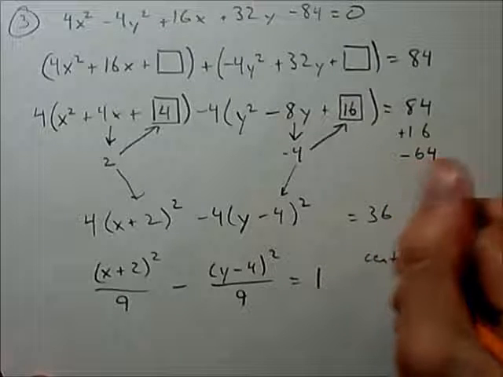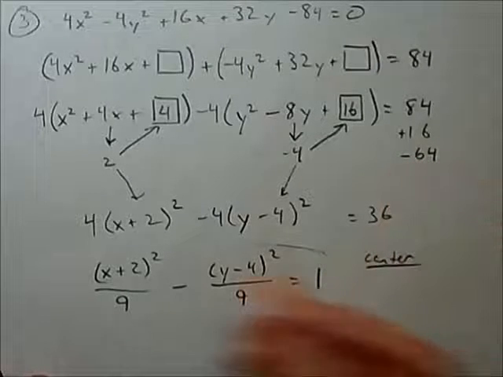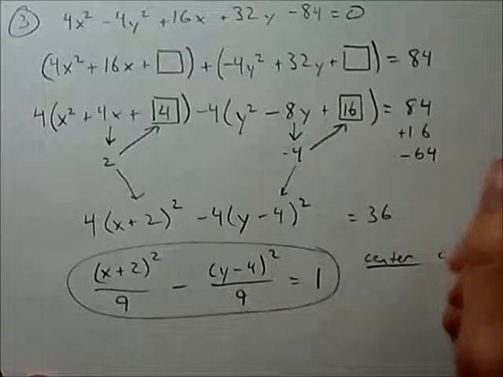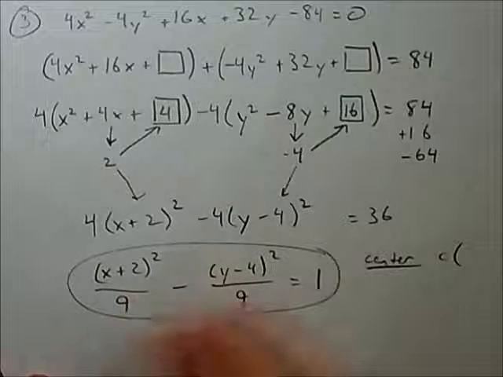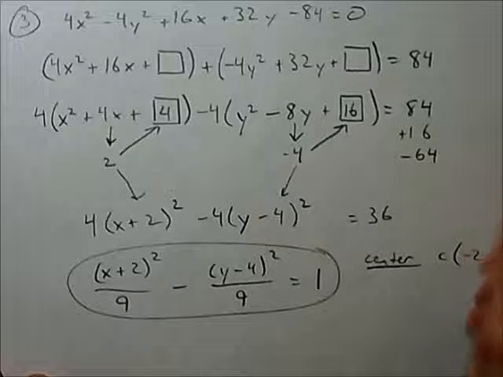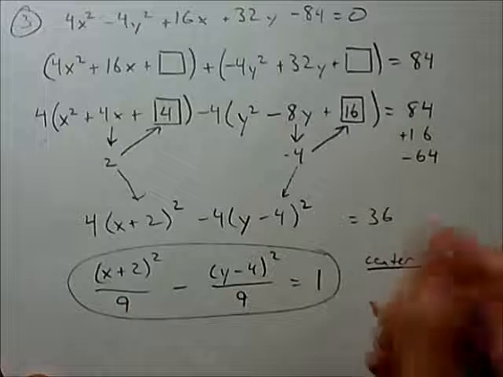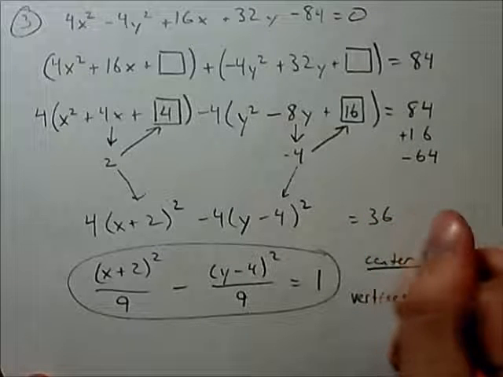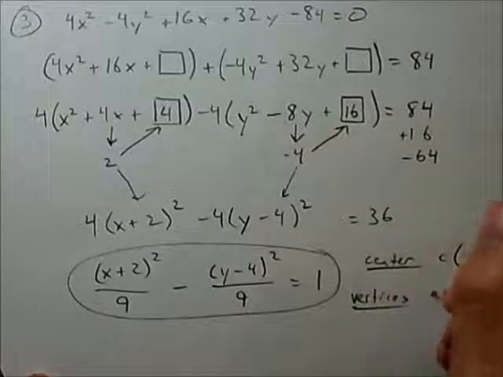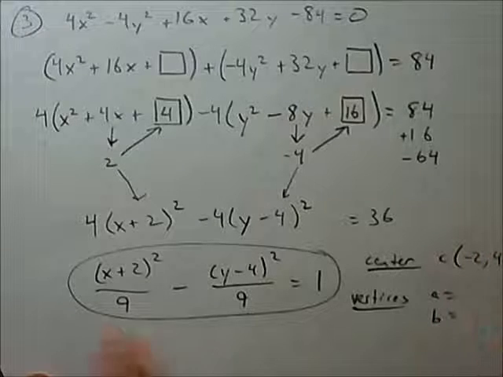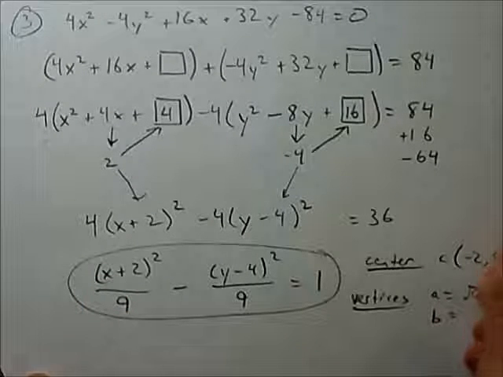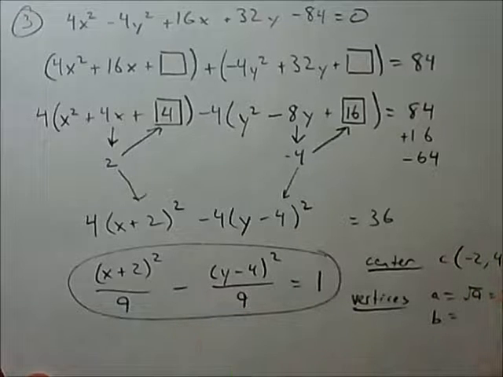Center. There's general form. Center. Left 2, up 4. Negative 2, 4. Let's find the vertices. And let's go ahead and say what A and B are. A, 3. B, also 3.